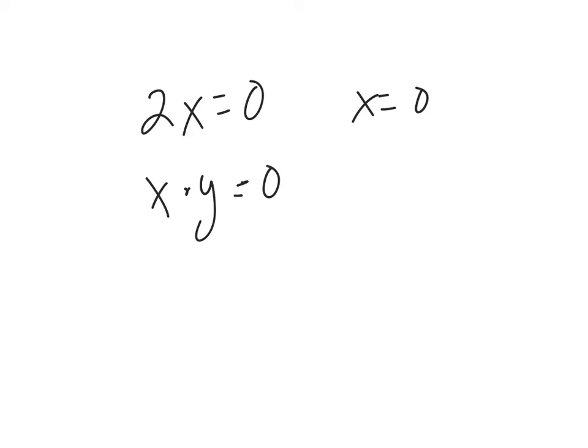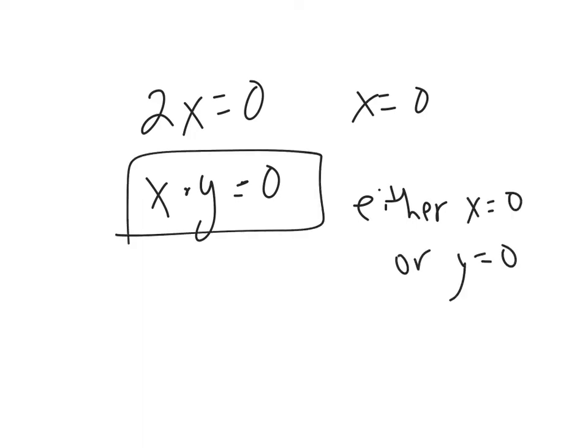If I had 2x equals 0, well, x has to be 0, right? What if I had x times y equals 0? Do I know what x is? No. Do I know what y is? But one of them has to be 0, right? Either x is 0 or y equals 0 for that to be true. They could both be 0, but only one of them has to be. Does that make sense? Only one of them has to be 0, because when I'm multiplying them, 0 times anything is going to make it 0.